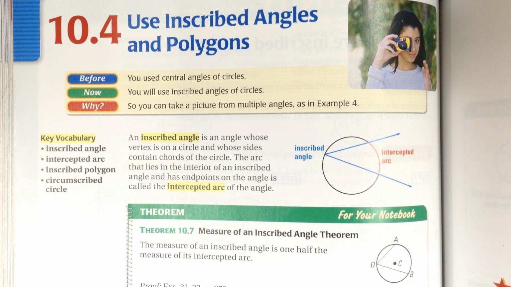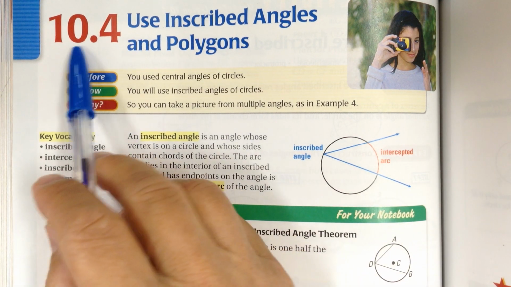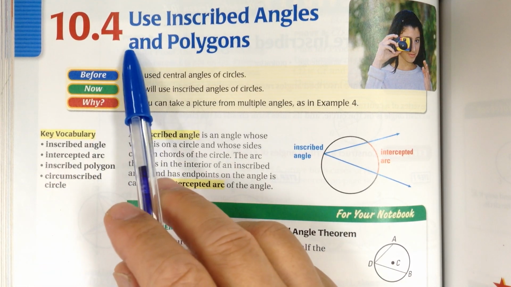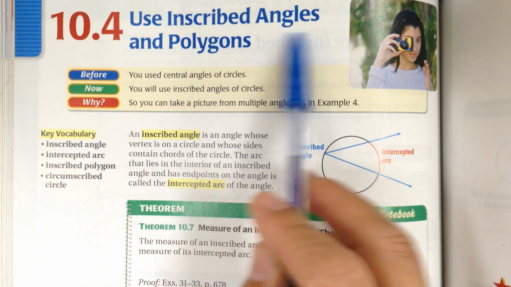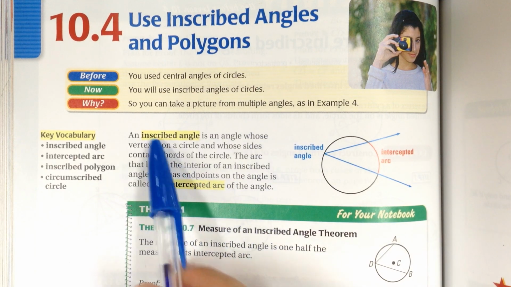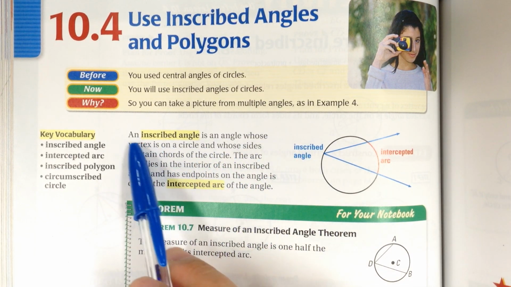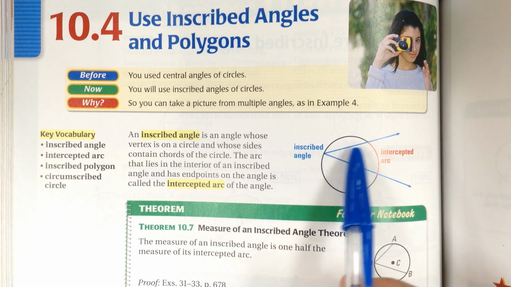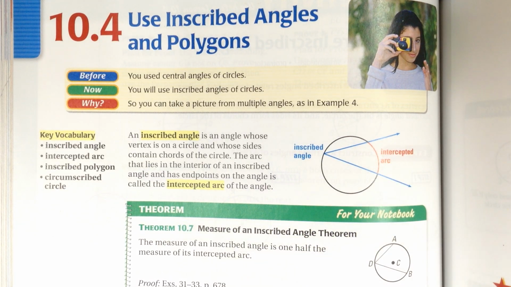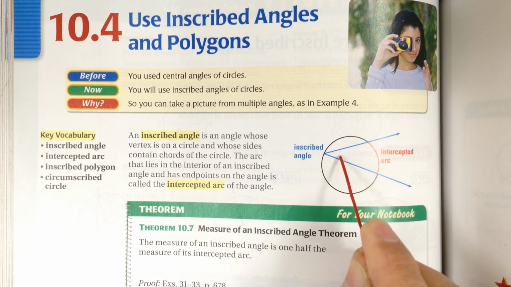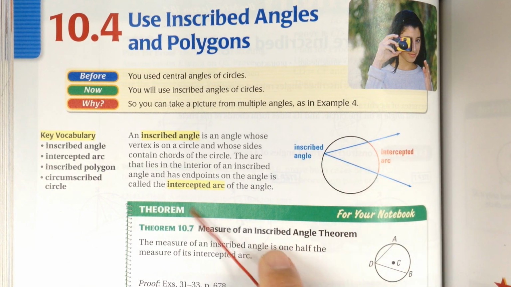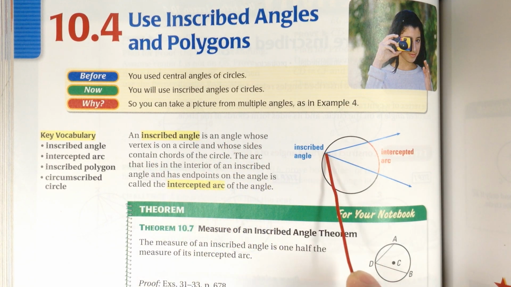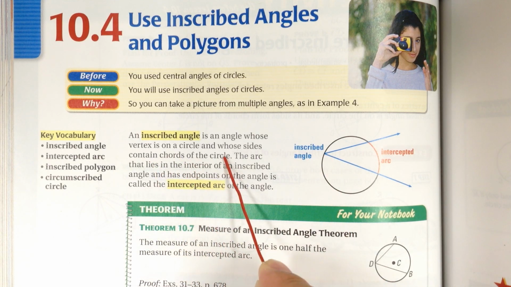Let's go to page 672, and this is lesson 10.4. This lesson is to use inscribed angles and polygons. It says an inscribed angle, so this angle right over here, is an inscribed angle. An inscribed angle is an angle whose vertex is on a circle and whose sides contain the chords of the circle.